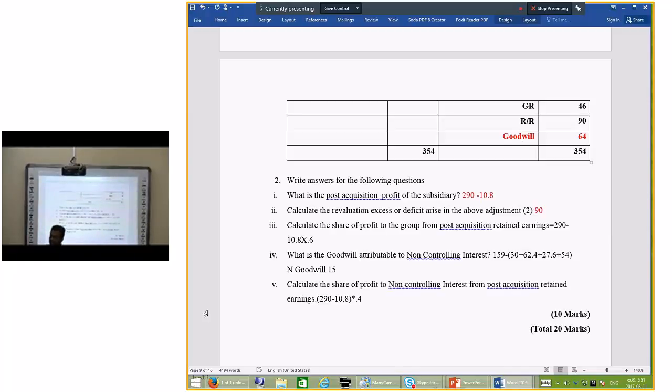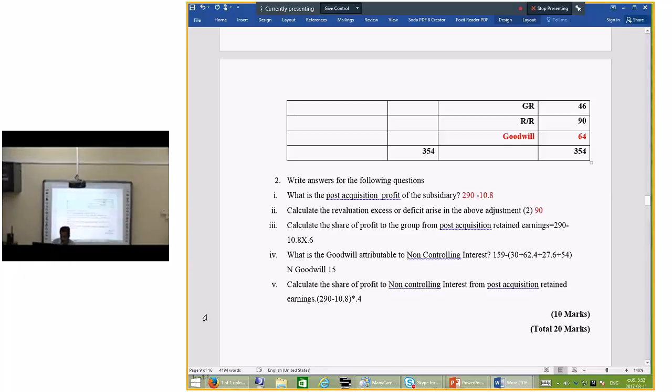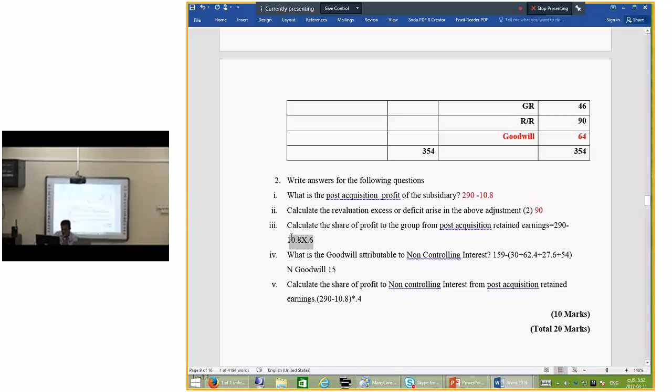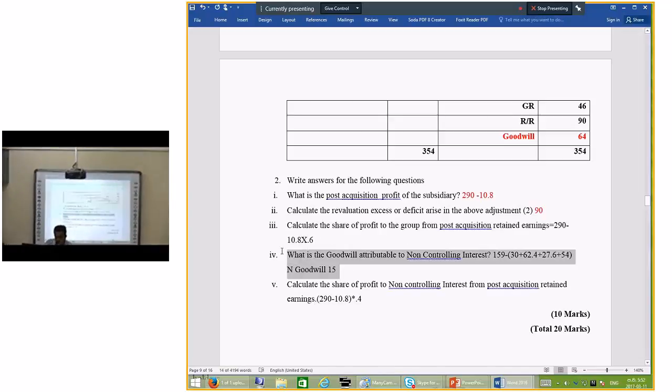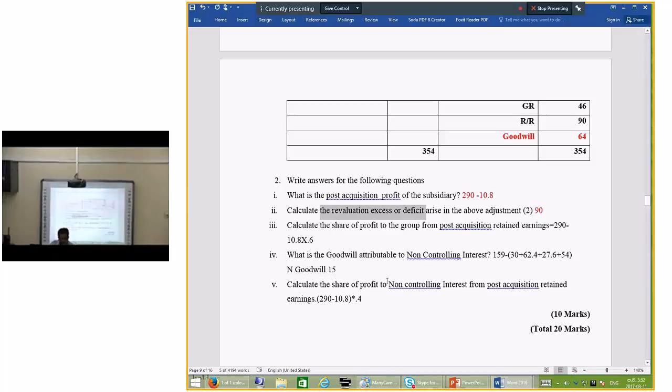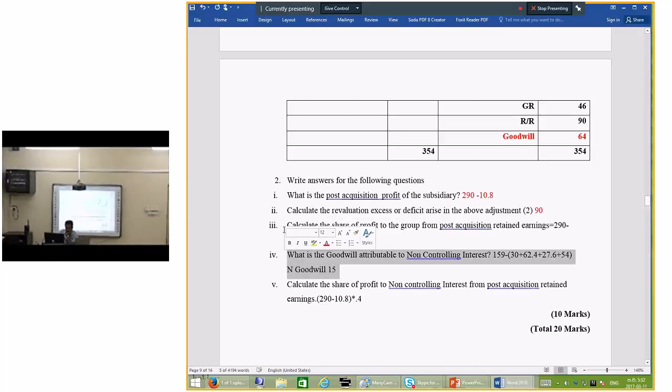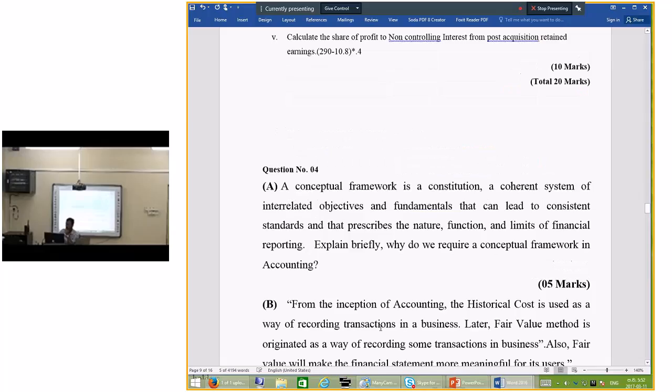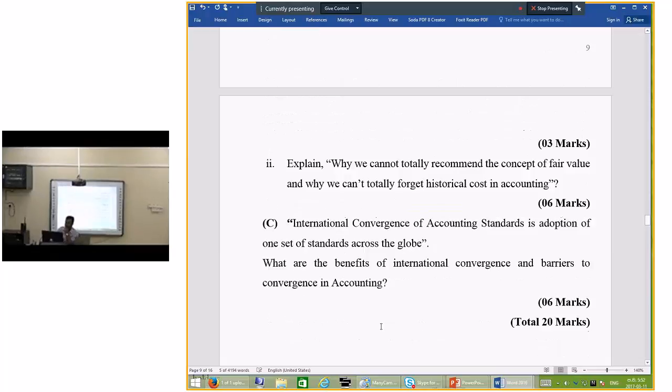Calculate the group's share of profit from post-acquisition retained earnings. That minus the previous one, into 60%. What is goodwill? You have to prepare a goodwill account and find it. Calculate the NCI share of profit from post-acquisition retained earnings. Same formula. Probably more marks for this one and this revaluation. 5 marks will be allocated, maximum of 5 or 6 for these 2. For all others, maybe 4 marks. That's all about it.